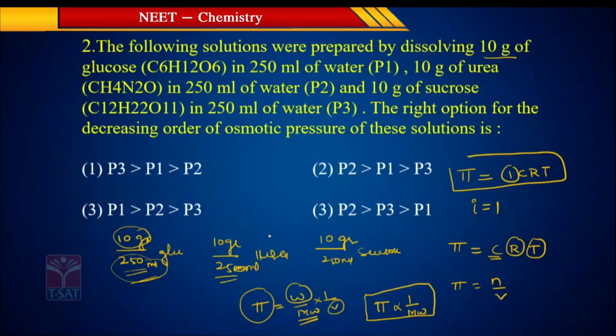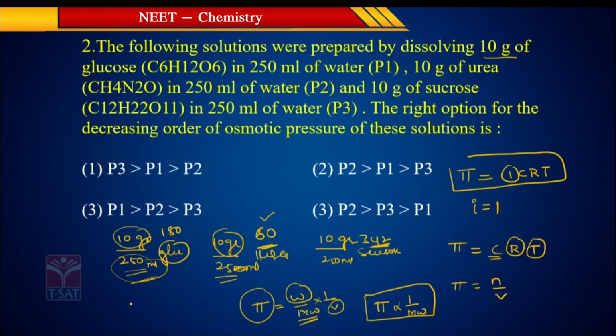If you compare sucrose, glucose and urea: glucose molecular weight is 180, urea is 60 or 62, and sucrose is 342. So whose molecular weight is less? Not glucose, sorry, urea. Urea's molecular weight is less, which is why urea has more pressure.